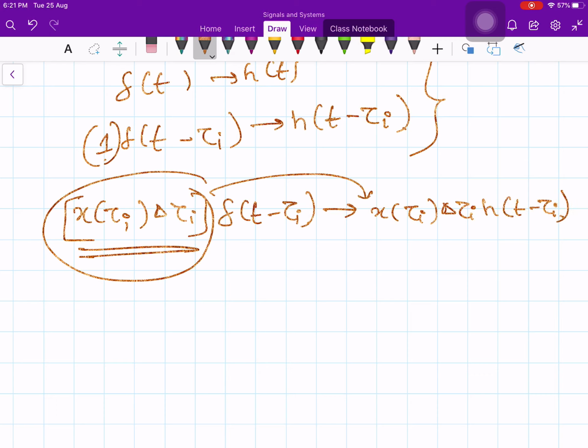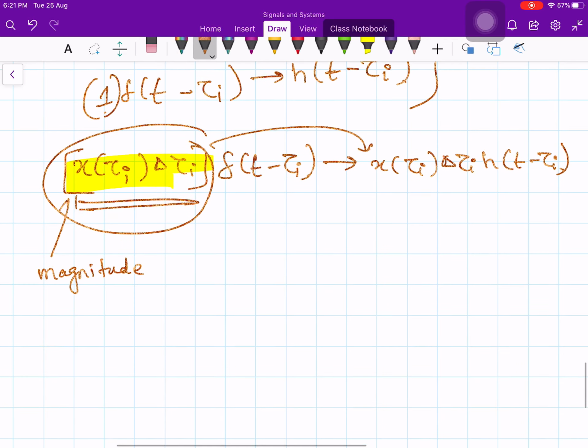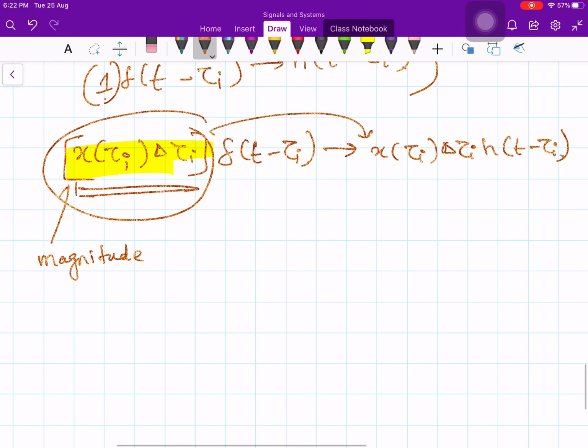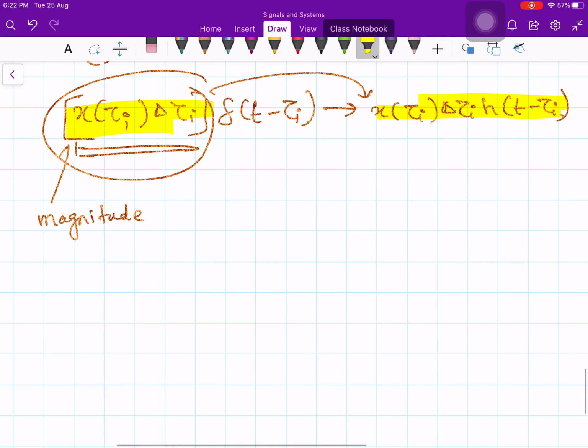Okay, and this one is the magnitude of the impulse. If that is the input, then the corresponding output is going to be this one. So a shifted impulse will give rise to a shifted impulse response, and an impulse magnitude increased by this amount. The output also, the magnitude is increased by this amount.